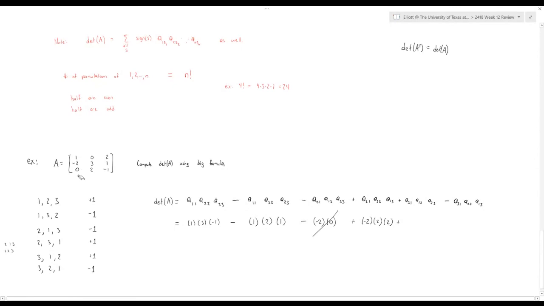A31 is 0. So that's going to 0 out when you multiply. And then likewise on this last one, A31 was 0. So when you multiply it, then it's going to be 0 again.